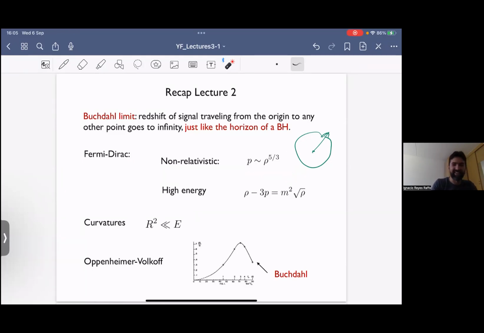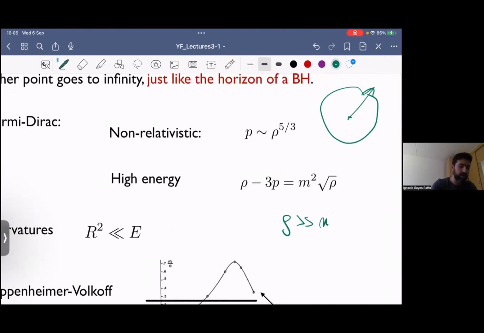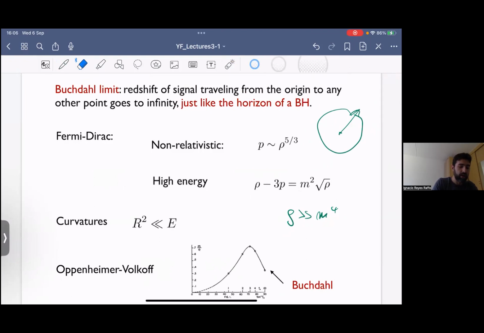This scales in the non-relativistic way, but we also saw that at very high energies, namely when the energy density is much larger than the scale determined by the mass of the fermion involved, the scaling changes, and we saw that the equation of state took this form, where at leading order rho is proportional to 3p. So at leading order, the trace of the energy momentum tensor vanishes, and there are subleading corrections that scale with the mass and are proportional to the square root of the density.